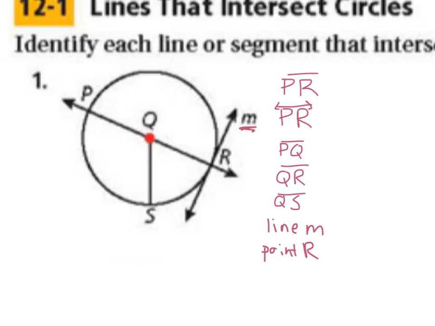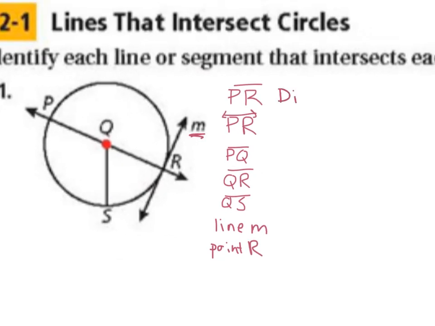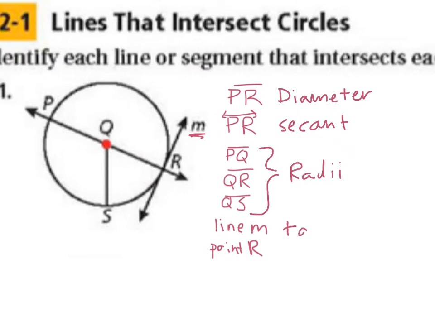Okay, so segment PR is our diameter because it goes through the center of the circle. Line PR would be a secant because it's a line that intersects the circle in 2 points. The next 3, so segment PQ, QR, and QS, these would all be radii. Line M, since it only touches the circle in 1 point, it would be tangent. And point R would be that point of tangency.